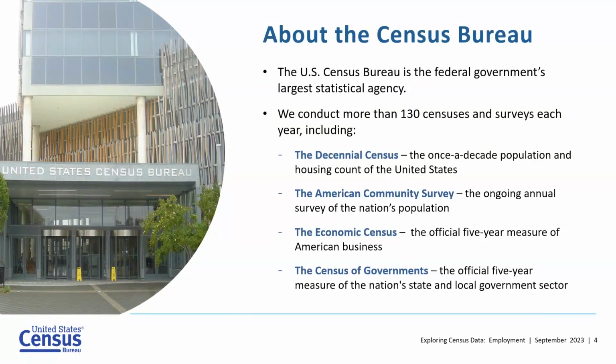The Census Bureau is the federal government's largest of the 13 statistical agencies, where we conduct over 130 surveys each year, with some of our well-known ones listed here. The first on the list, many people recognize the decennial census that is conducted every 10 years, counting the population and housing. Next is the American Community Survey, which is a yearly survey on the nation's population. Now, from the business data side of the house, we have the economic census that measures American businesses. And the economic census has a public sector's counterpart called the Census of Governments. This is the official 5-year measure of the nation's state and local government sector.